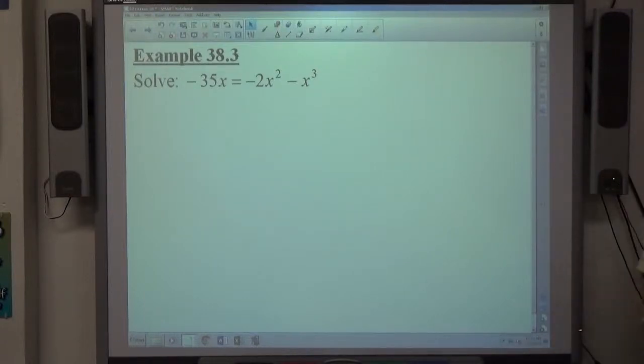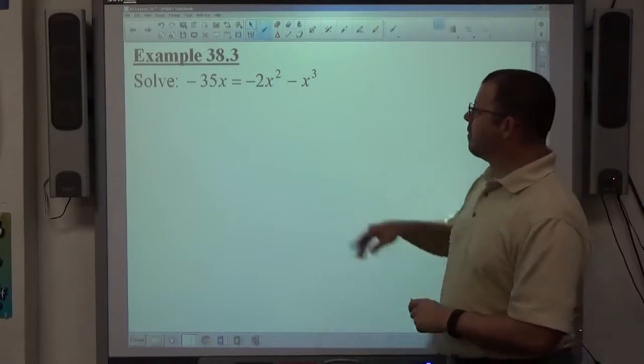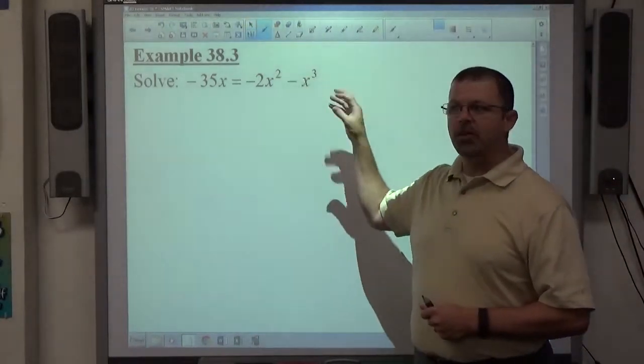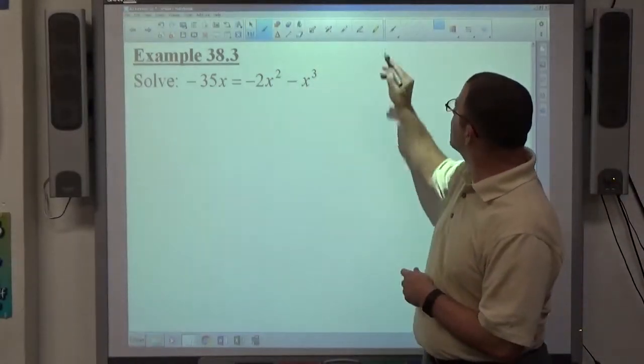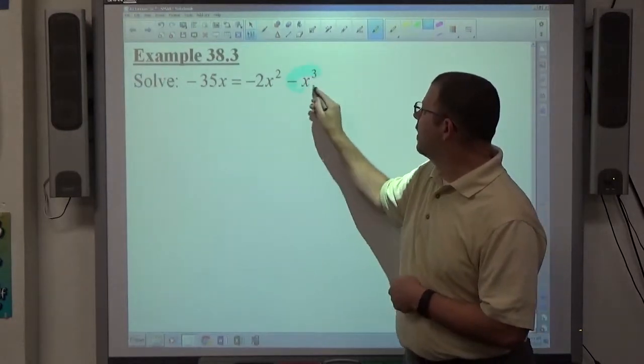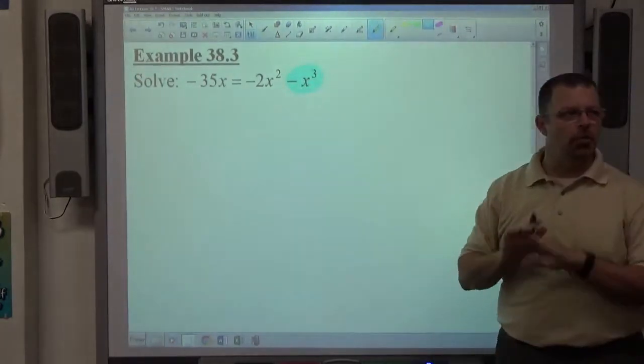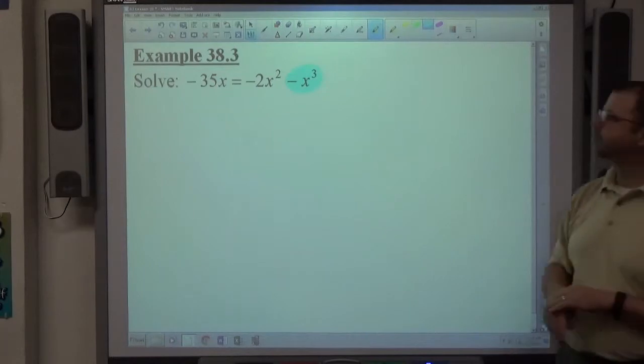Okay, example 3. Solve negative 35x equals negative 2x squared minus x cubed. So again, I'm looking at powers bigger than 1. It's a polynomial function. I want to set it equal to 0, and I want my highest power term positive. Right now, there's my highest power term. It's negative. So moving everything over to the left is the best plan.